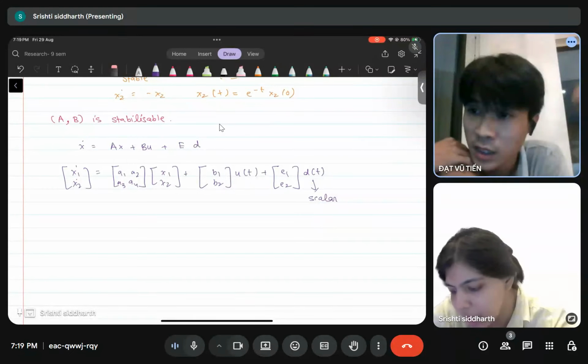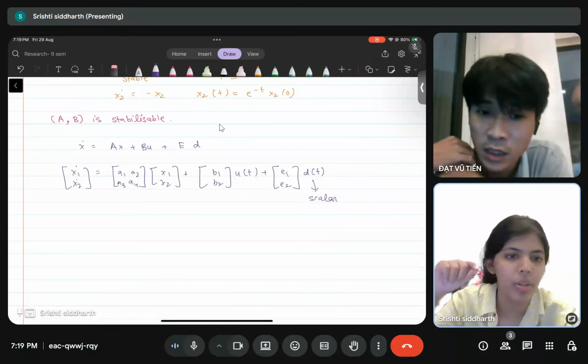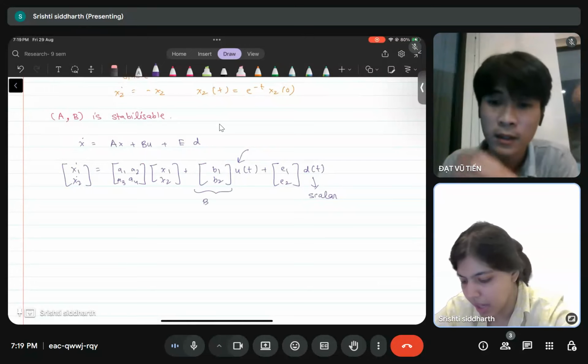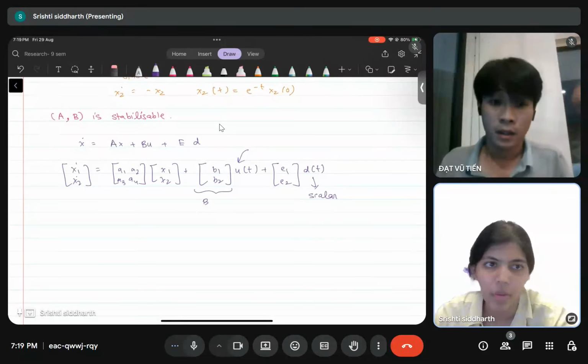Controllability would just be for the controls that we can inject in the system. So that would be for this matrix. This would be the B in the Kalman's test, not the disturbance.